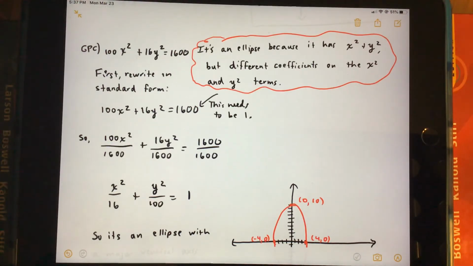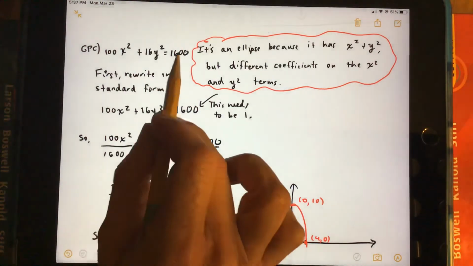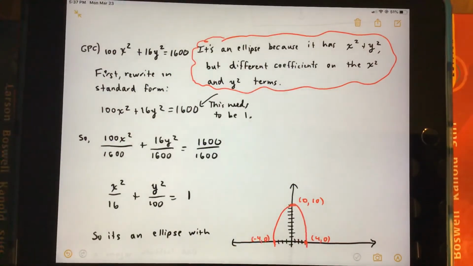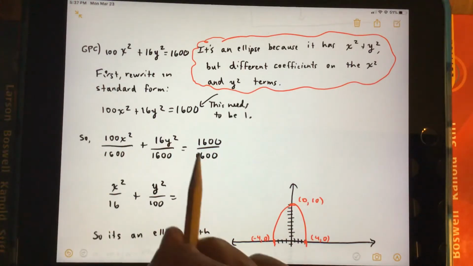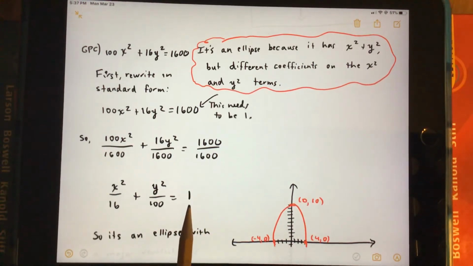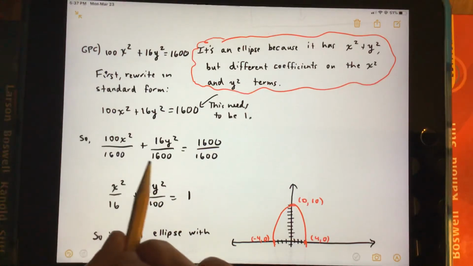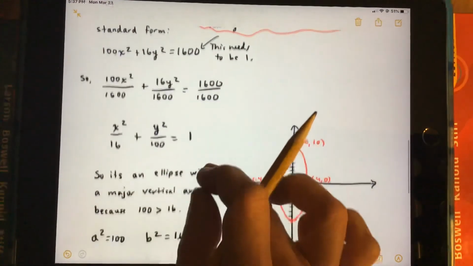Remember, for an ellipse, we're going to need it to be equal to 1. And this is not the number 1. So to turn this into the number 1, we're going to take 1600 and divide it by 1600 so that we can end up in standard form for an ellipse. And here is what I'm going to be doing to get down to that 1. 1600 divided by 1600 is 1. So I'm also dividing these by 1600 to keep the equation true.